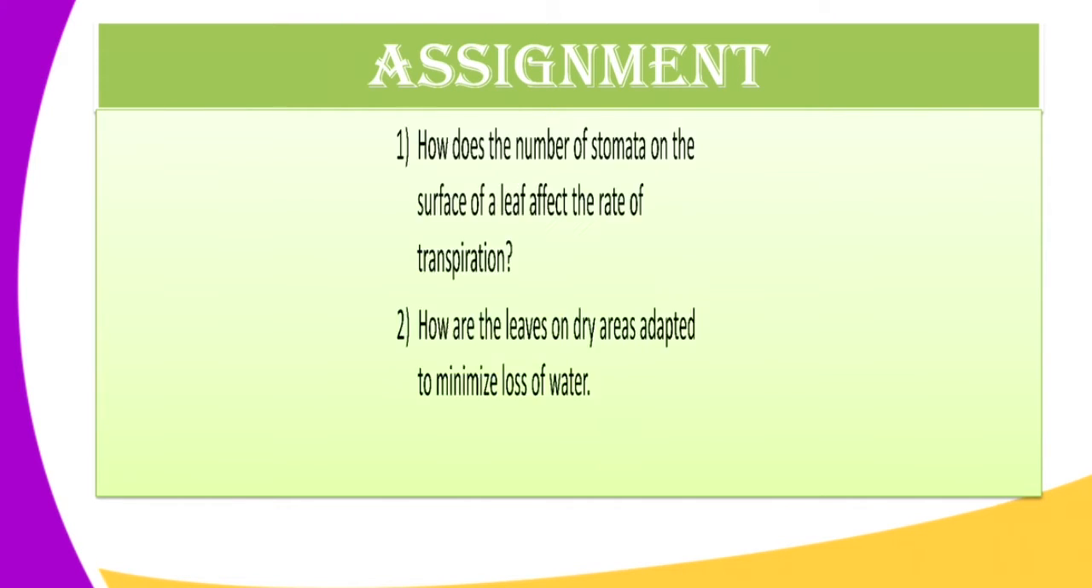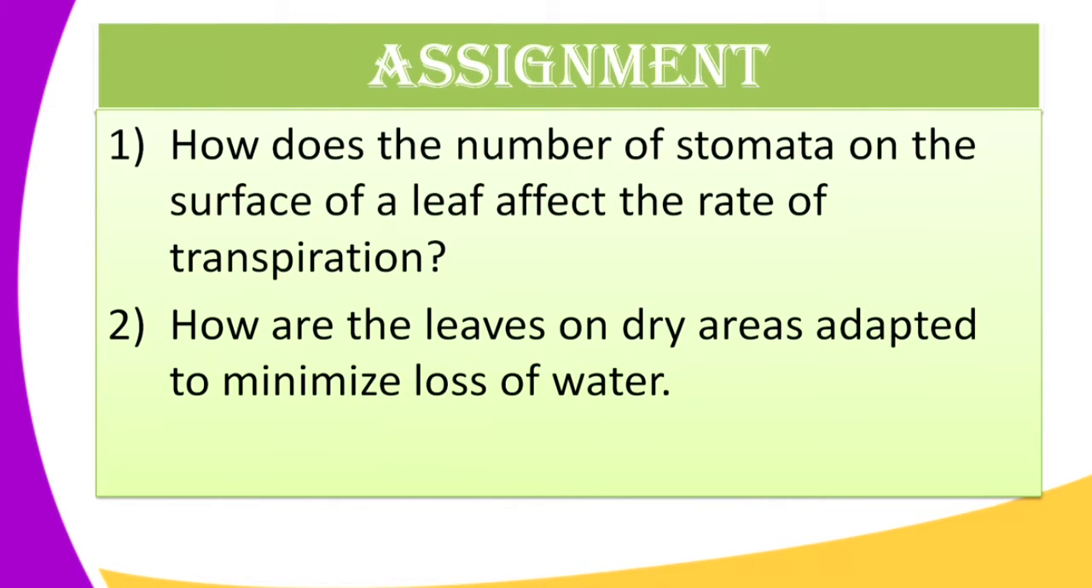Before we leave, we're going to leave you with an assignment on what we have discussed today. Question number 1: how does the number of stomata on the surface of the leaf affect the rate of transpiration? Question 2: how are the leaves in dry areas adapted to minimize loss of water?